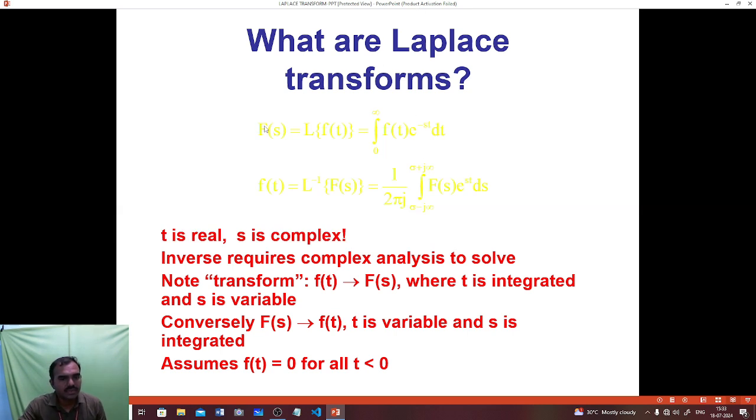So this formula is important: F of s equal to L of f of t is equal to the integration from 0 to infinity of f of t e power minus st dt. This is the basic formula for the Laplace transform. The second one is the formula for the inverse Laplace transform, f of t equal to L inverse of F of s, which we consider the same as before, the integral of F of s e power st ds.